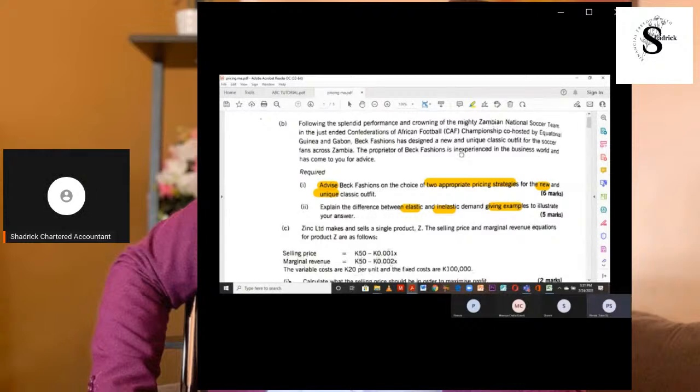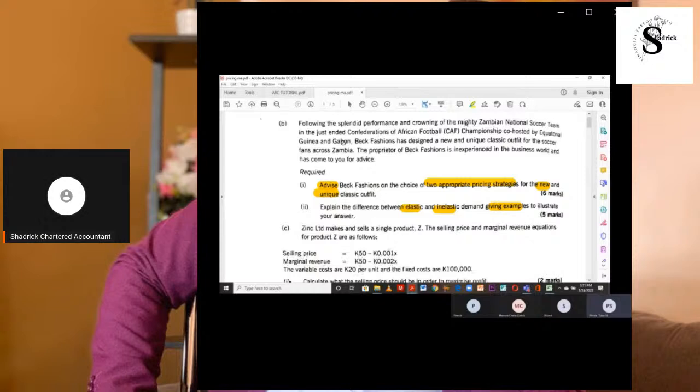Now, as Sharon was reading, she read so well, except that she read it like a bedtime story, not for the exam. So following the splendid performance and crowning of the mighty Zambia national soccer team in the just ended Confederation of African Football CAF Championship hosted by what? Equatorial Guinea and Gabon.